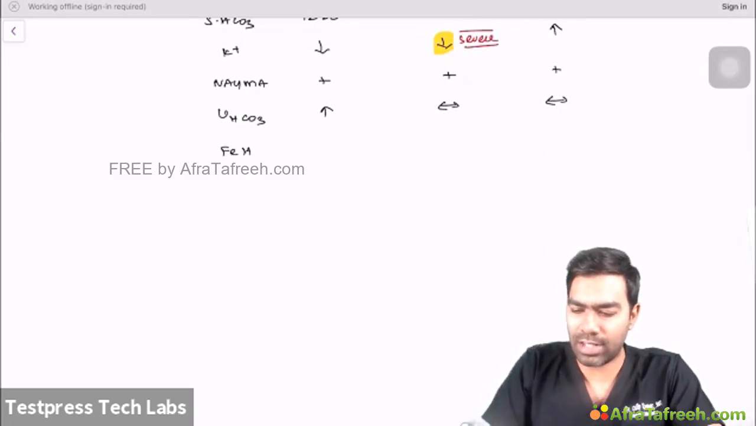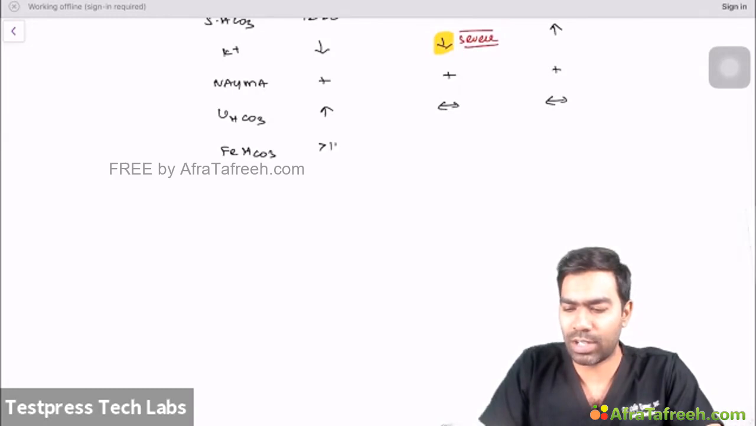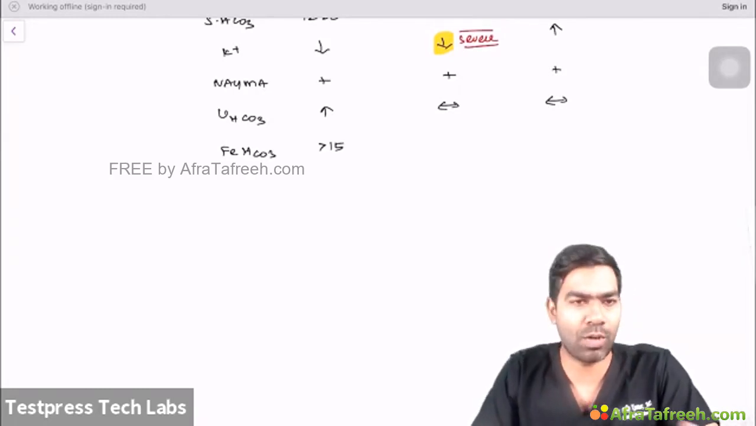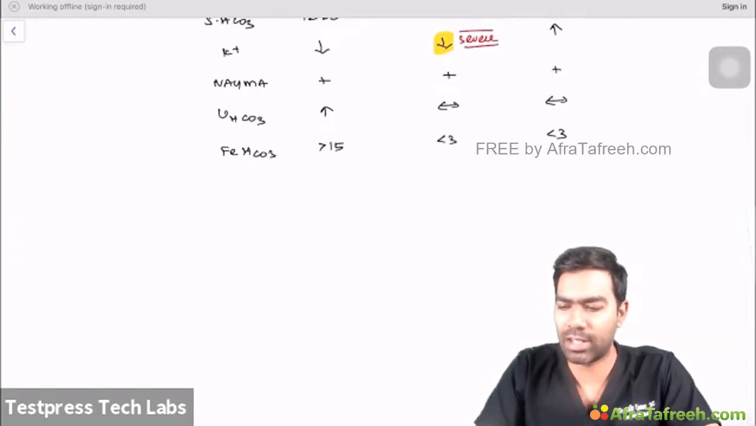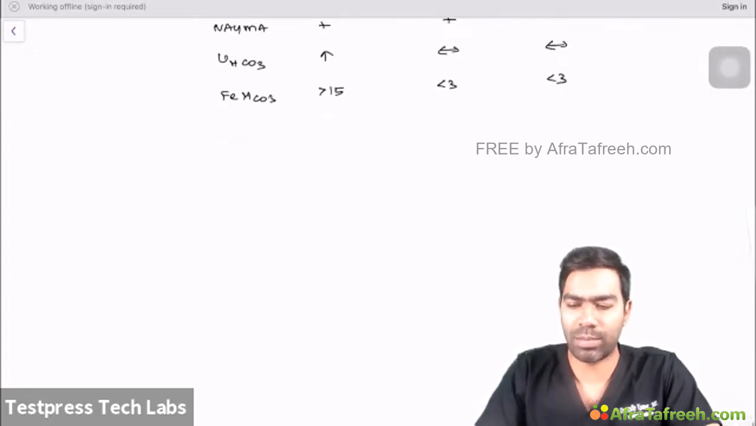Then you have fractional excretion of bicarbonate. To substantiate that, we know it will be more than 15 in proximal RTA. Bicarbonate is a very important finding. It will be less than 3 in the others. It's not a feature of the other two types of RTA.